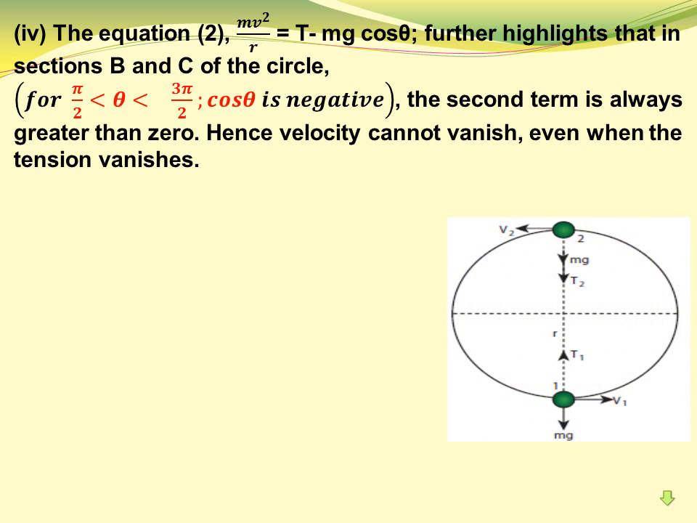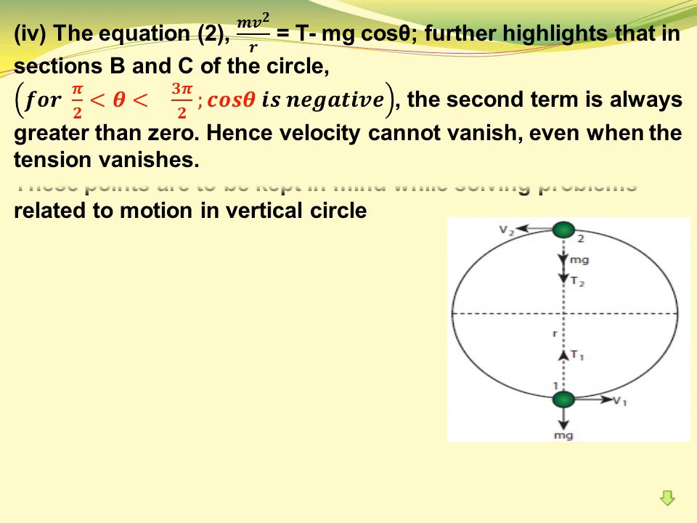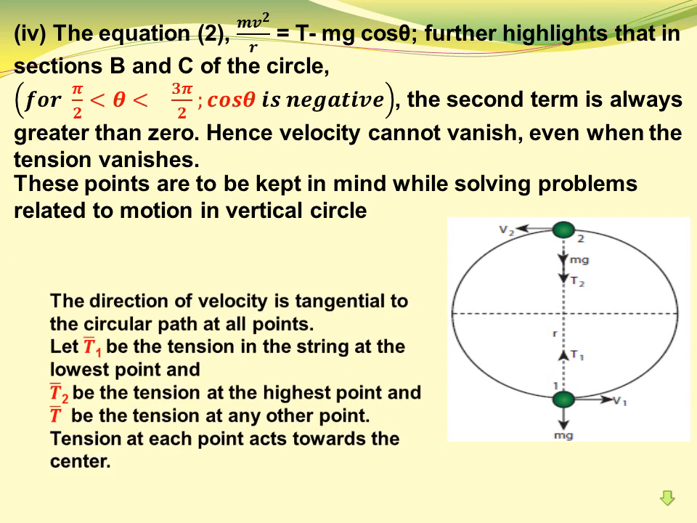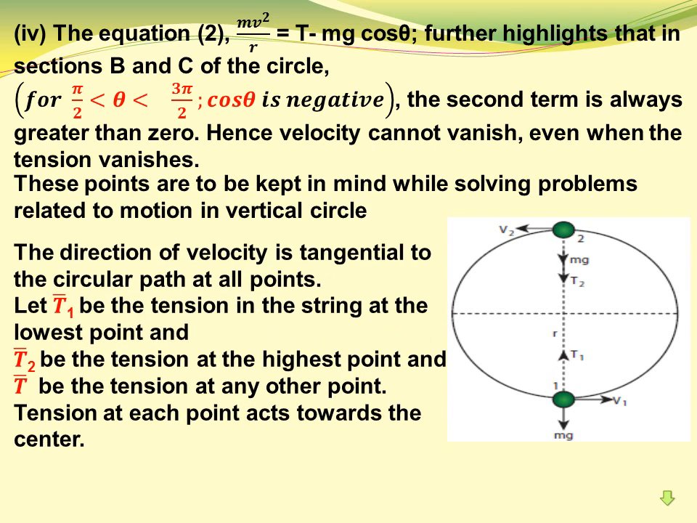You can see this V2 and V1 in the picture. Here this is the ball or a mass, the body, and this is position 1, which is V1, and here it has V2. These points are to keep in mind while solving problems related to motion in a vertical circle. Students, remember, we are going to have a lot of problems using motion in a vertical circle.